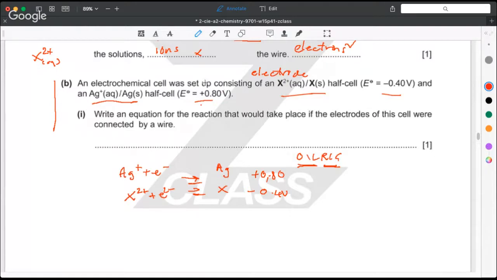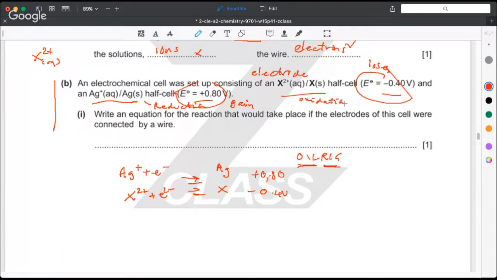And so, look at these standard electrode potentials. One is negative. Well, what's that going to do? That's going to be losing electrons, isn't it? And the one that's positive, it's going to be gaining electrons. Reduction is gain, so that one must be the reduction. And this one, because it's losing electrons, must be the oxidation.